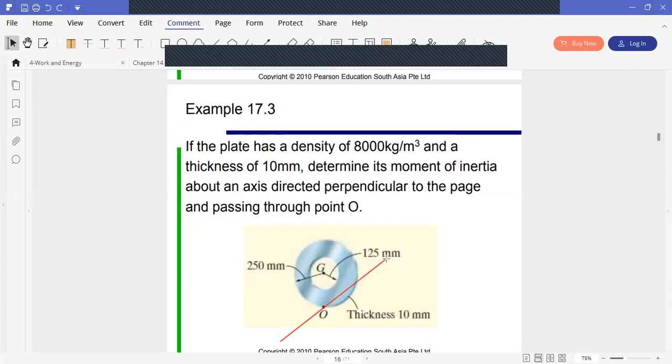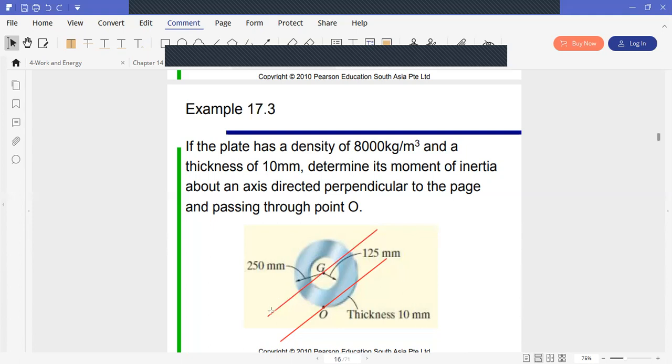Okay, so first, what should we do here? Who can tell me? What is the first step? We find the moment of inertia about G and apply the parallel axis theorem. Very good. Why do we start by G? Because the formulas which we have in the formula sheet are always about the center of mass.